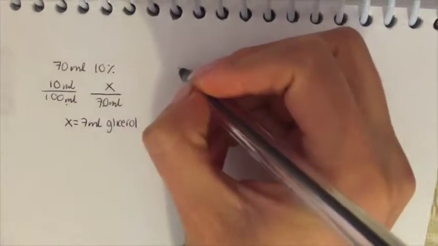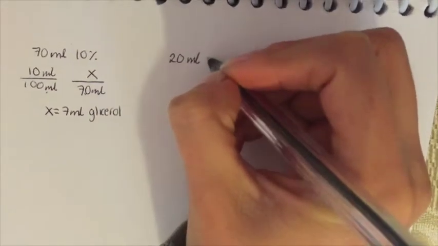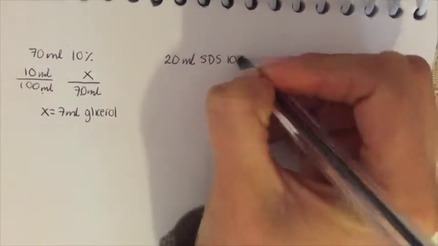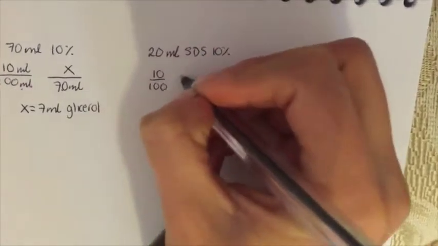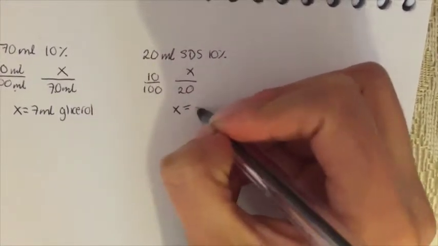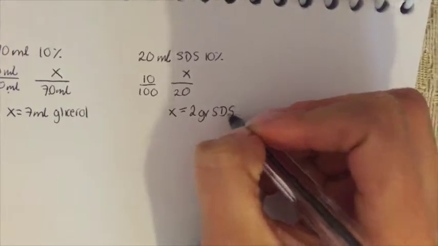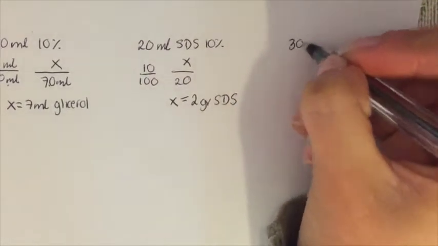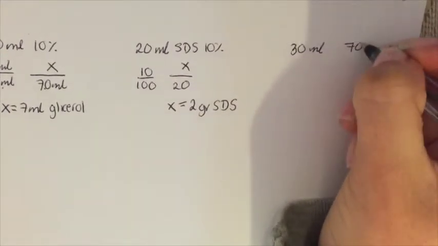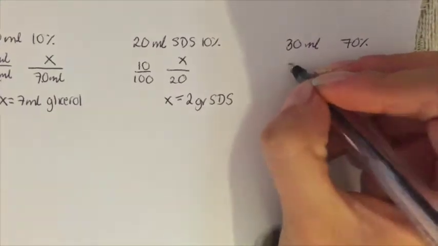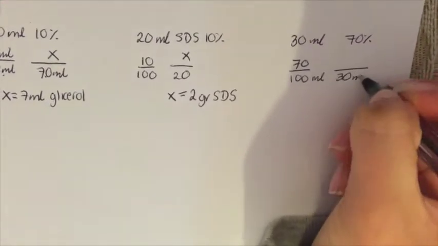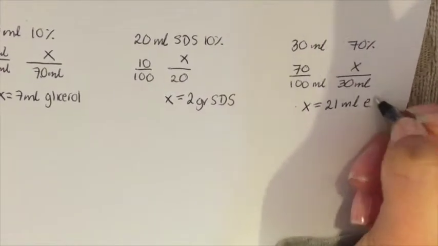For the second solution, it requires 20 milliliters of SDS at 10%. You have to solve 20 times 10 divided by 100, so you have to measure 2 grams of SDS. For the last solution, it required 30 milliliters of ethanol at 70%, so you have to measure 21 milliliters of ethanol.